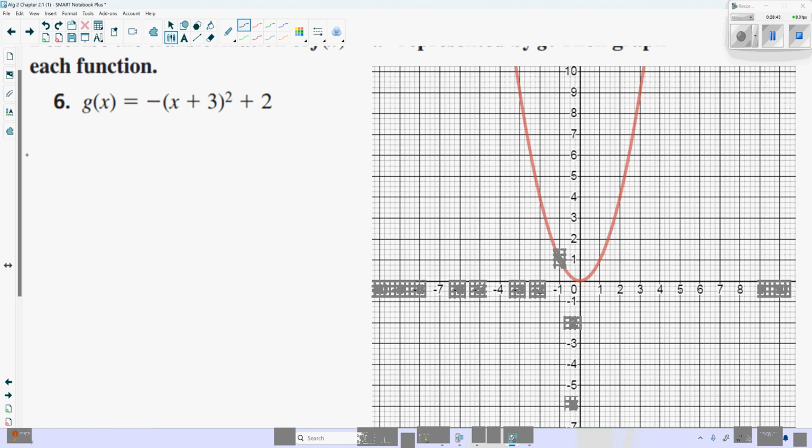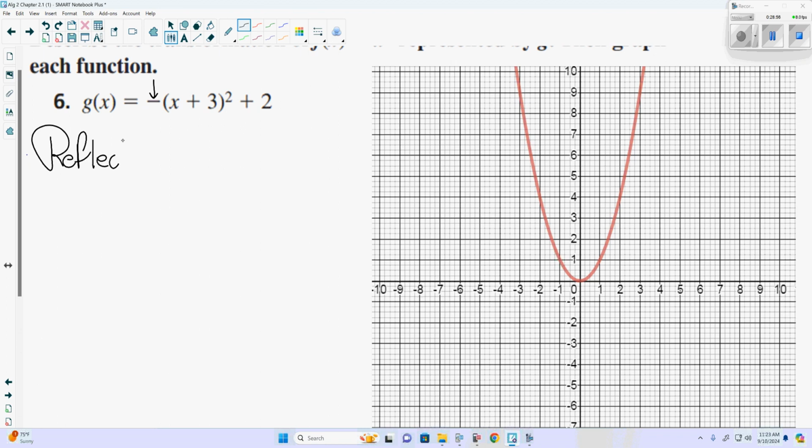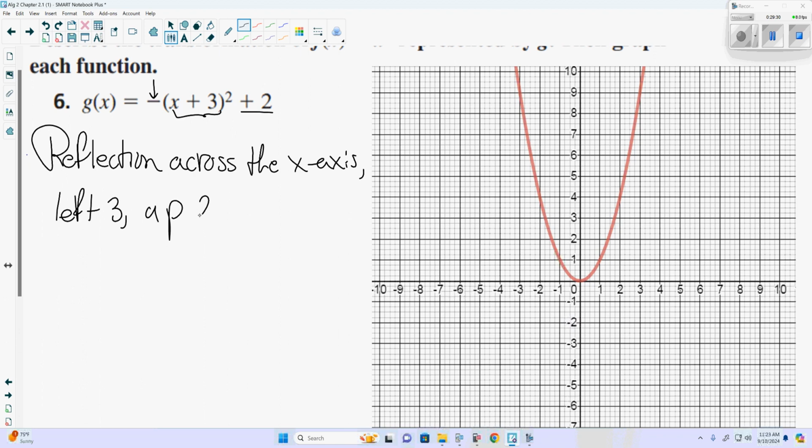So let's see what we have here. Let's just start with the negative. Since there's a negative outside the parentheses, we're talking about a reflection across the x-axis. If it's inside the parentheses in front of the x, it's across the y-axis. So we have that one taken care of. Since we have plus 3 inside, it's left or right, and it would be left 3. And lastly, we have plus 2, which is up 2. So it's reflected across the x-axis, left 3 and up 2. That's it. Questions on this here?